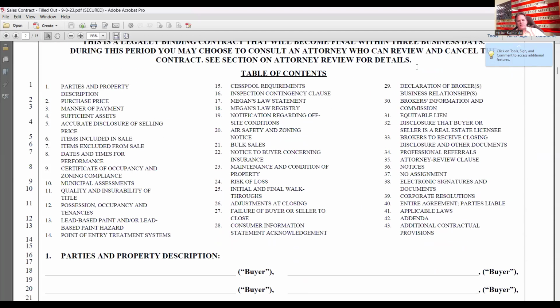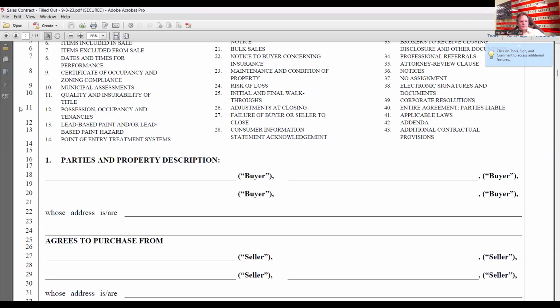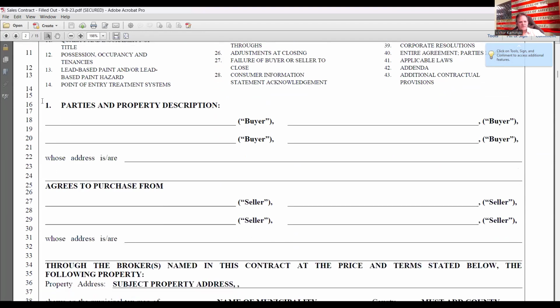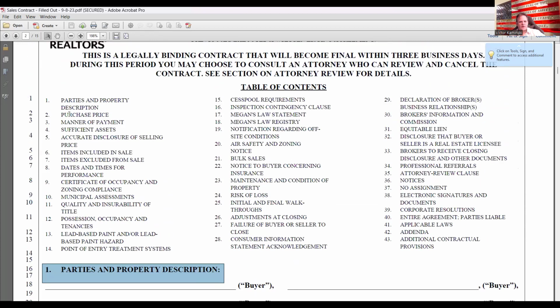Now here's the actual contract. So what is section 29 here? It says declaration of business relationships. So you can see we have line numbers down the contract, and we also have section numbers. All right. The section numbers correspond to the table of contents here.